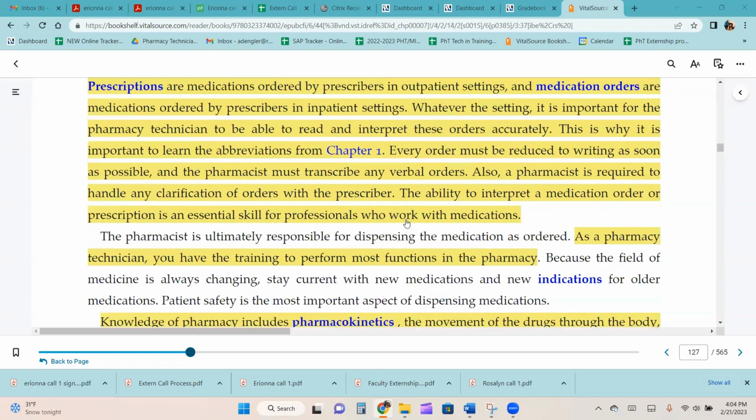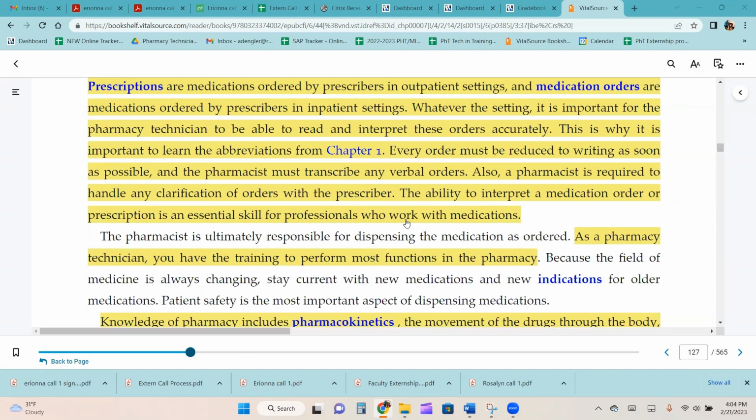Prescriptions are medication ordered by prescribers in outpatient settings, and in inpatient settings like hospitals or institutions, medication orders are what we call them. Whatever the setting, it is important for the pharmacy technician to be able to read and interpret these orders accurately. This is why it is important to learn the abbreviations from chapter 1.